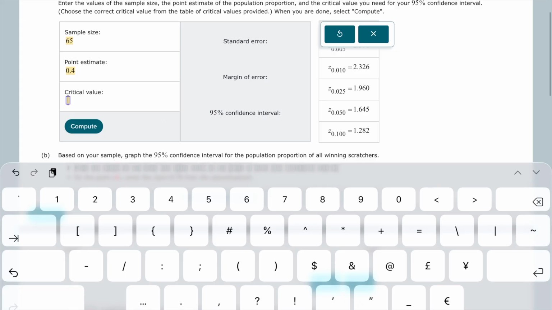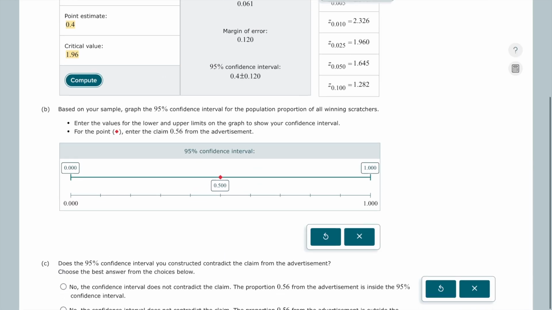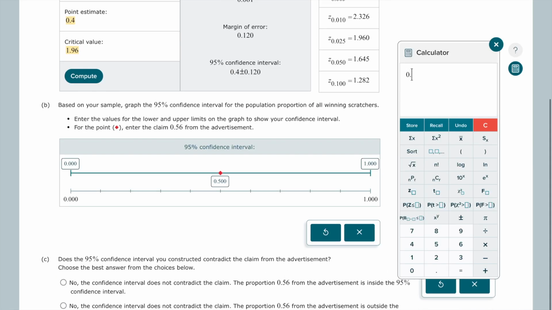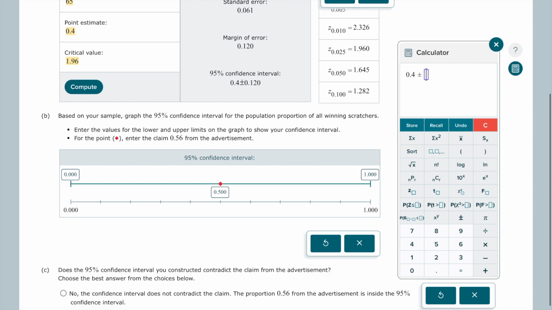95% confidence interval. So again, 95% is on the inside, 5% is on the outside, so 2.5% on each side. So that's going to be the Z.025, 1.96. So now we get our number here. So this is 40% plus or minus 12%.